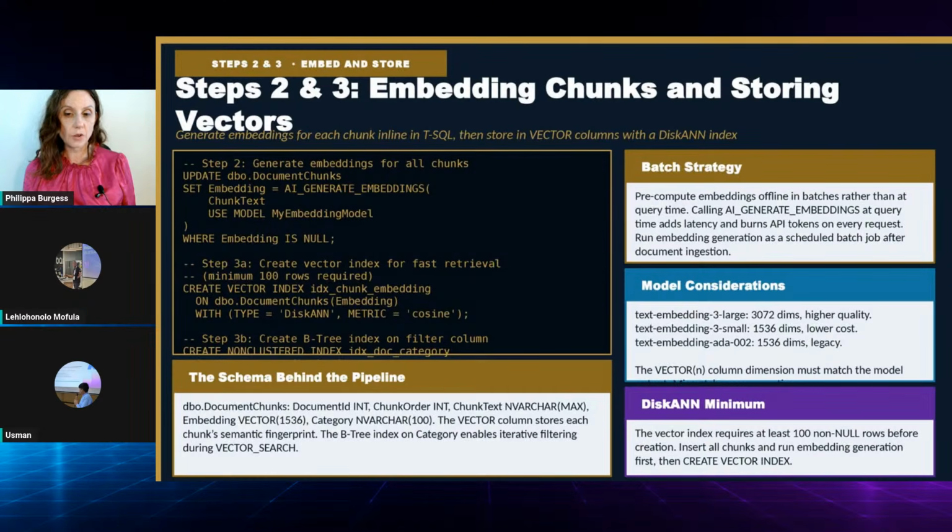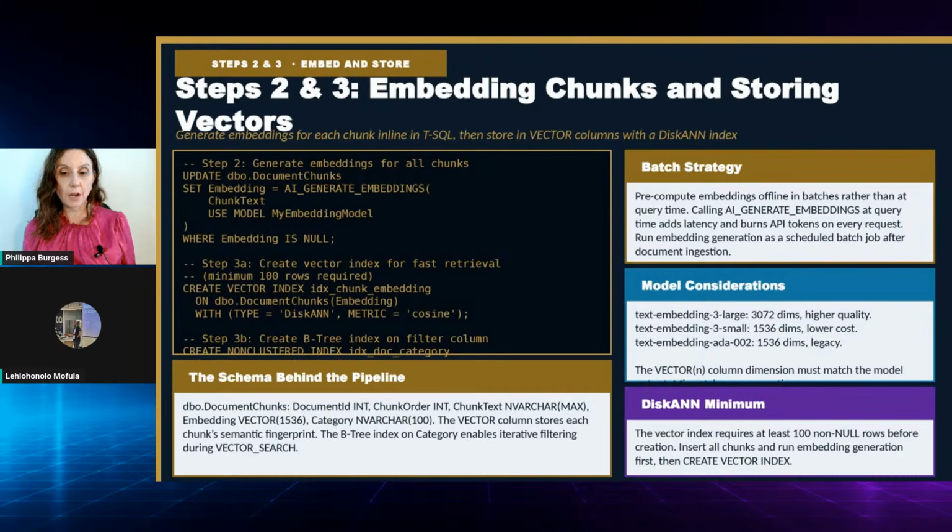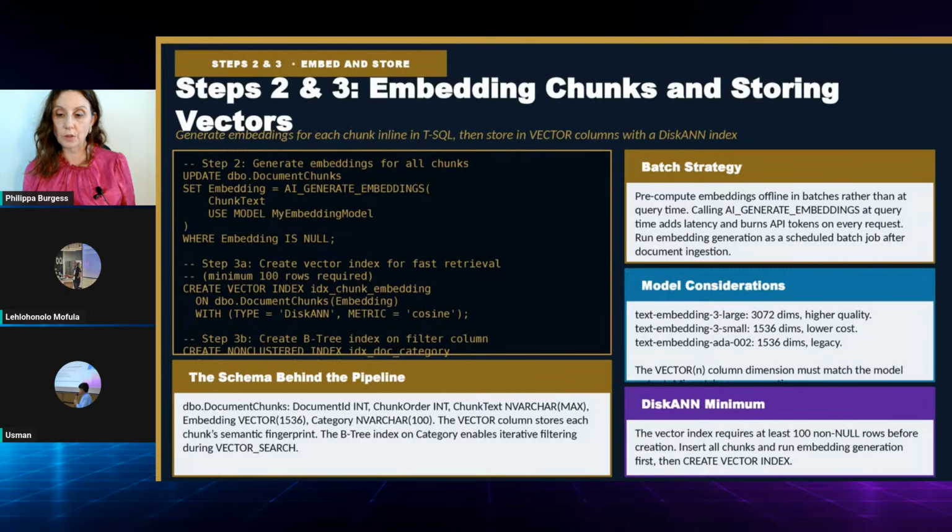So the batch strategy is to pre-compute embeddings offline in batches rather than at query time. Calling AI_GENERATE_EMBEDDINGS at query time adds latency and burns API tokens on every request. Run embedding generation as a scheduled batch job after document ingestion. And the model considerations: text-embedding-3-large and text-embedding-3-small, so there's the difference between the highest quality versus the lower cost. And then text-embedding-ada-002, that's legacy.